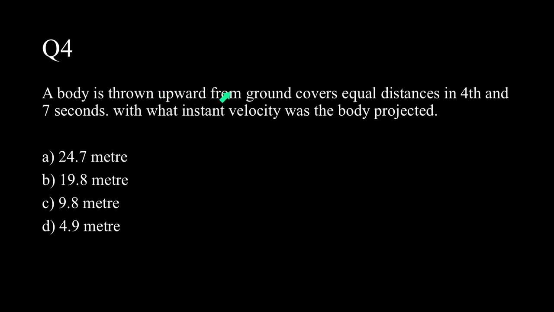A body is thrown upward from ground, covers equal distances in 4th and 7th seconds. With what initial velocity was the body projected? Now, before we try solving the question, I'll give you the graphical representation and explanation based on that graph.